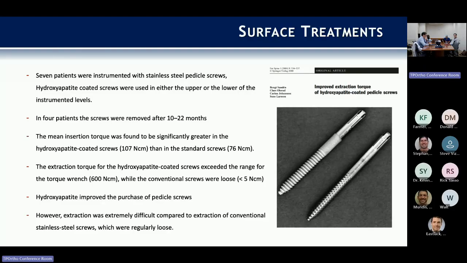This technology has definitely shown promise, but not entirely used too much in spine surgery, at least that I've seen. I saw it a lot in orthopedics with X-Fix pins. I don't know if you guys ever used HA-coated X-Fix pins, but not entirely made its way into the spine field yet.